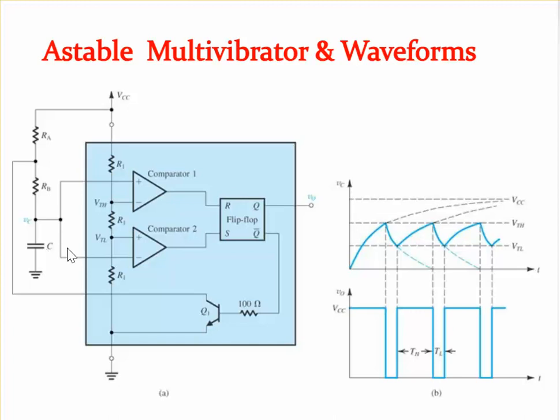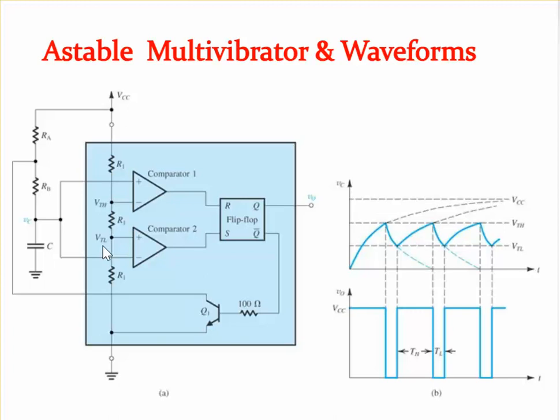When you give this VCC power supply, this capacitor will begin to charge, and it will charge through the resistors RA and RB. It will charge to a maximum value of 2 by 3 VCC, and the minimum value is going to be 1 by 3 VCC. Now we see the comparators which are connected here. These comparators have a high threshold value, which is called VTH, and a low threshold value, VTL.